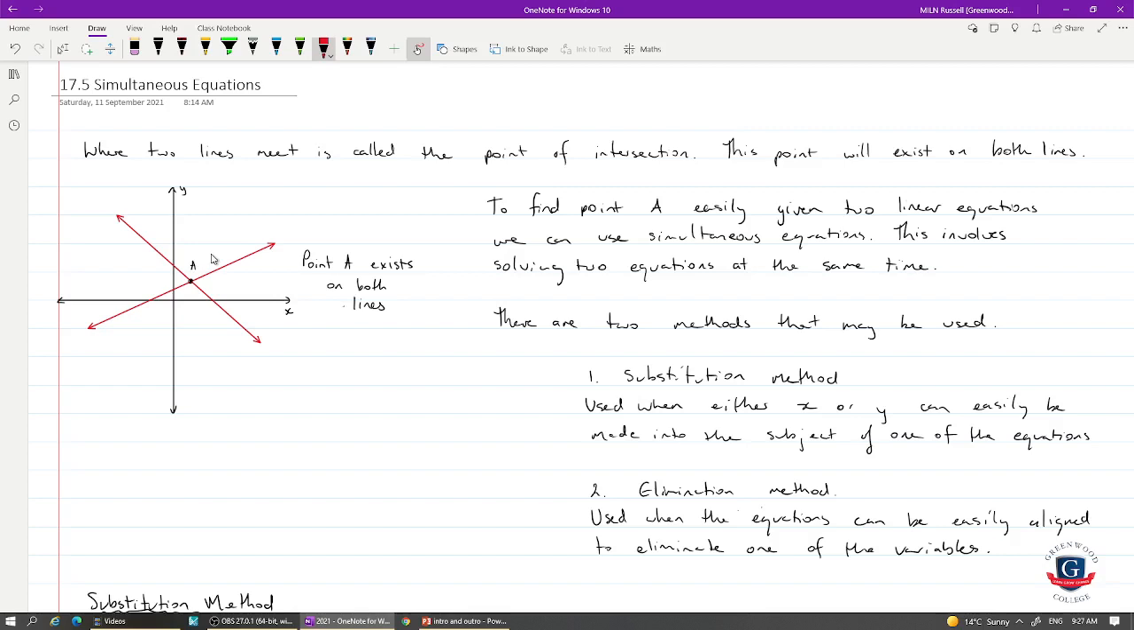And within simultaneous equations there are two methods. There's the substitution method, which is used when we can easily make one of the variables the subject of an equation. And the second method is called the elimination method, and that's where we can easily line them up and eliminate one of the variables. So let's have a look at the two techniques.